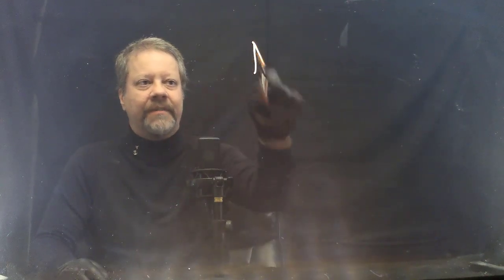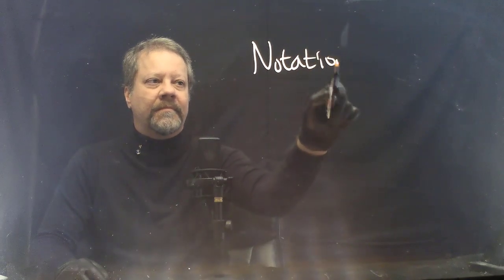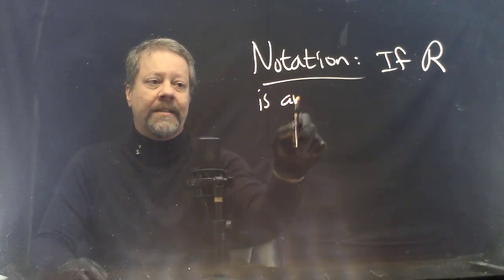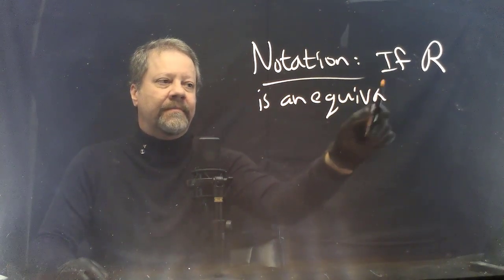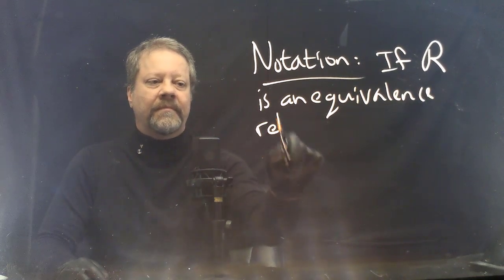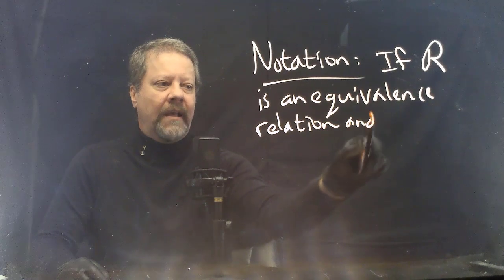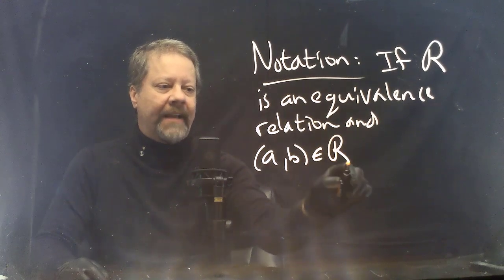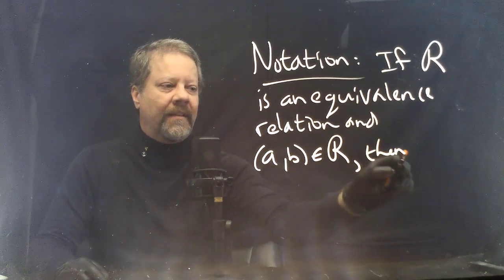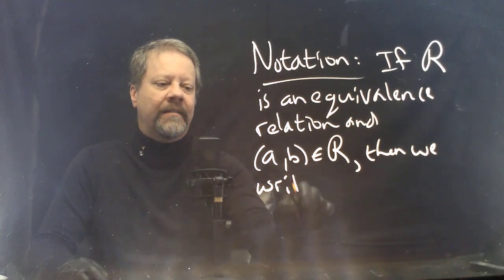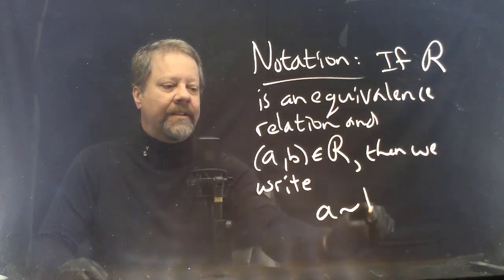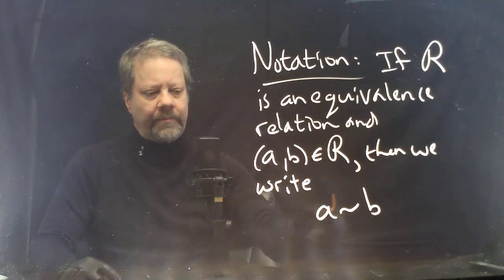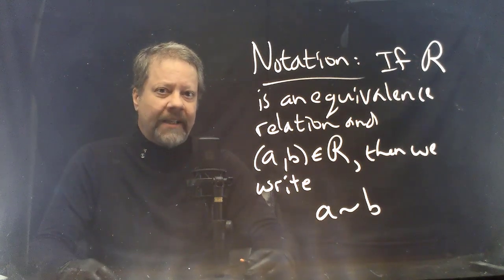First, some general notation. Let's suppose fancy R is an equivalence relation, and let's also suppose that the ordered pair AB is an element of that relation. Then we write A is equivalent to B, and the tilde here will represent this notion of equivalence for equivalence relations more generally.